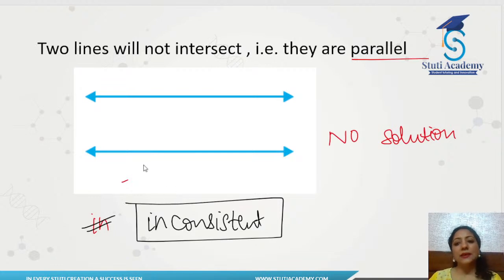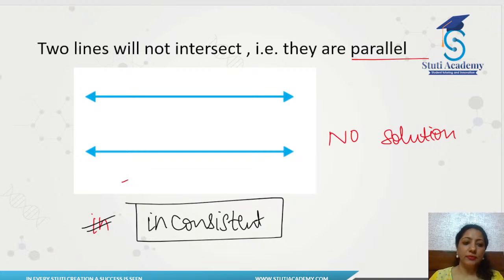So when the lines are intersecting, we have a unique solution. The solution exists. We'll say that the set of equations is consistent. If the lines are coincident, they are overlapping each other, we have infinite solutions. Yes, we have solutions. Doesn't matter even if we have infinite solutions. We'll say that the set of equations is consistent. And in case of parallel lines, where there is no point in common, no particular value of x and y which is going to satisfy both the equations simultaneously, that's the case of no solution. So we will say that the set of equations is inconsistent.